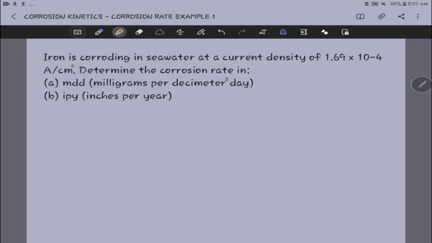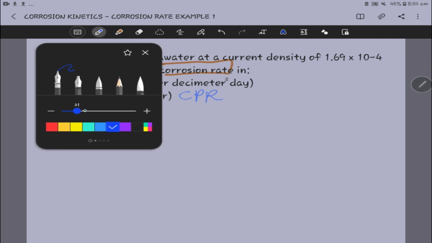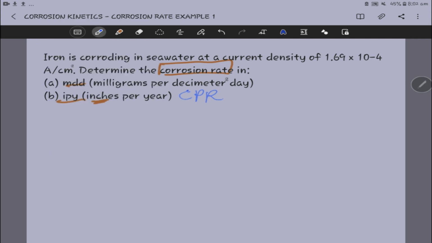So this example wants us to find the corrosion rate in MMB and IPY, and it didn't state clearly whether one is penetration or not. From what we've done, we already know that if the unit we are supposed to use starts with a length, then it's the penetration. So this one has inches at the beginning, which clearly says that this is corrosion penetration rate. And this one, because it starts with just mass, is just corrosion rate.